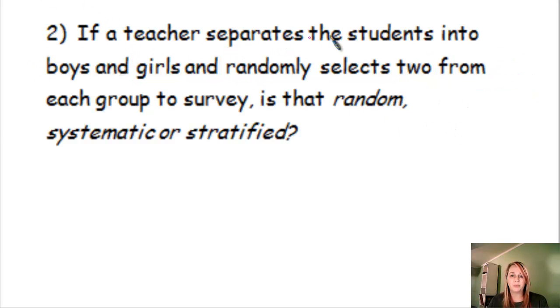If a teacher separates the students into boys and girls and randomly selects 2 from each group to survey, is that random, systematic, or stratified? Well, I haven't randomly selected everybody, and there's sort of a system to it, but I've taken the whole population and broken it into subgroups and then randomly selected from those subgroups, so that is stratified.